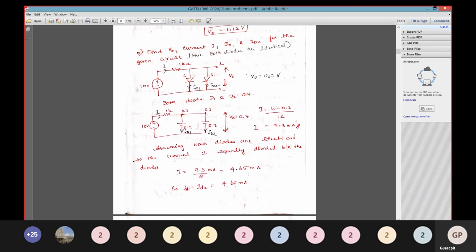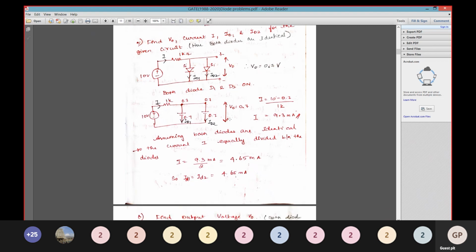Okay, and next, what is the output voltage? The output voltage is the parallel voltage across this. Here the drop is 0.7, so obviously your output voltage is 0.7.